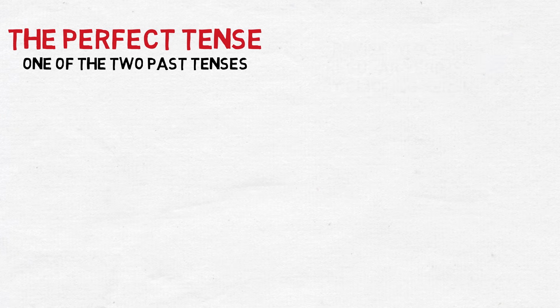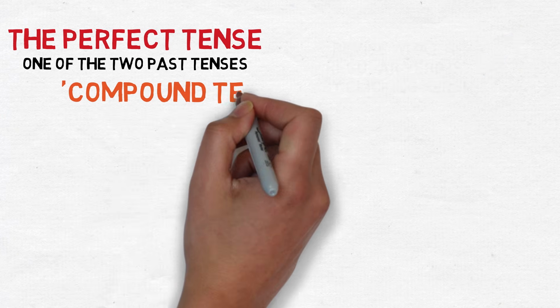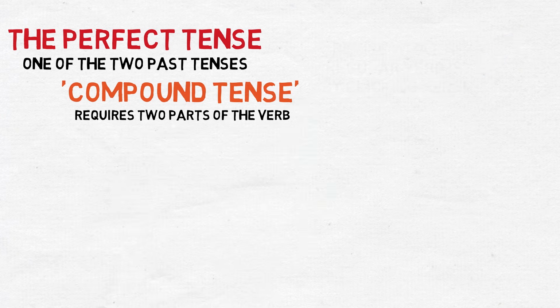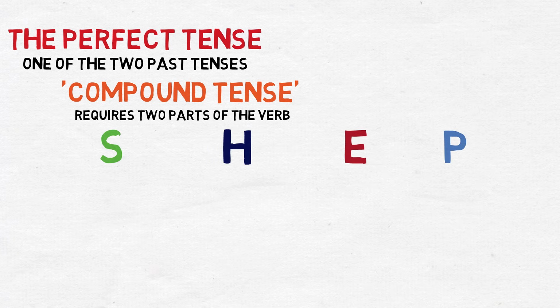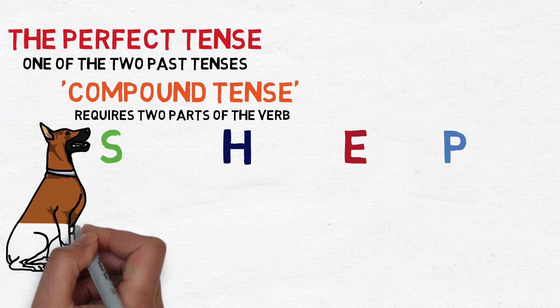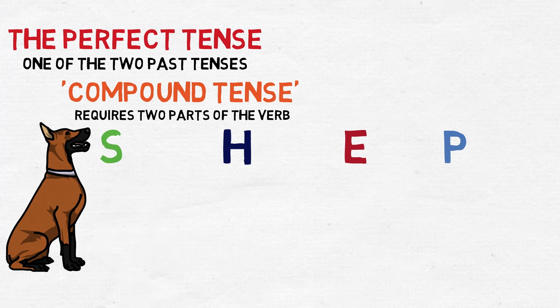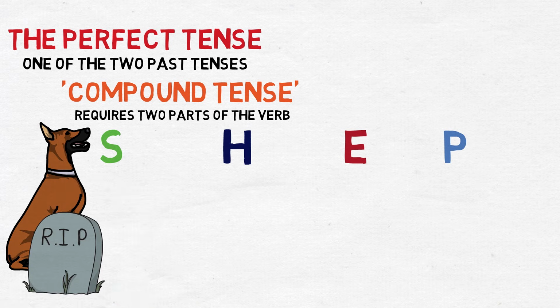The perfect tense is called a compound tense because it requires two separate parts to make sense. The method I've developed to explain the perfect tense is called Shep. When teaching, I like to refer to Shep as a German shepherd who, unfortunately, is no longer with us. Shep was a perfect dog, hence the perfect tense. Shep is an acronym which stands for the following.